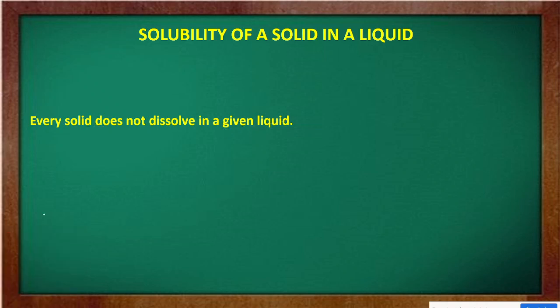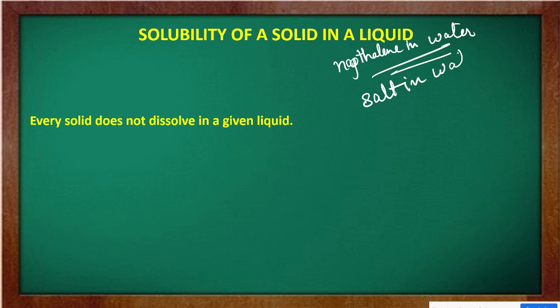अब जैसे अगर मान लो मैं बोलूं कि if you have to dissolve naphthalene in water, this one you can never dissolve. Naphthalene will never dissolve in water, but you can dissolve salt in water. Then what are the factors which differ in this one? Why is naphthalene not soluble in water and why is salt soluble in water?